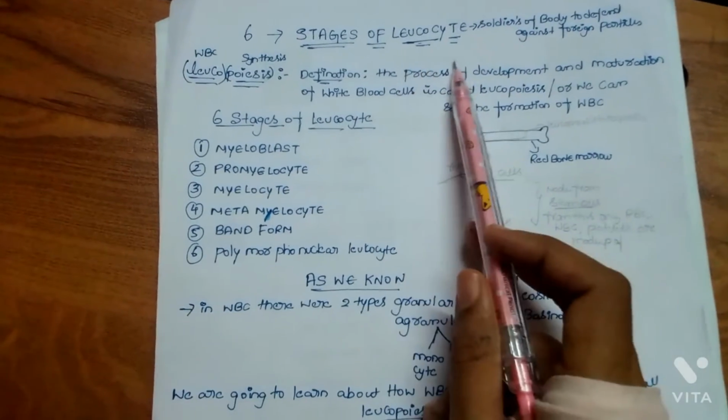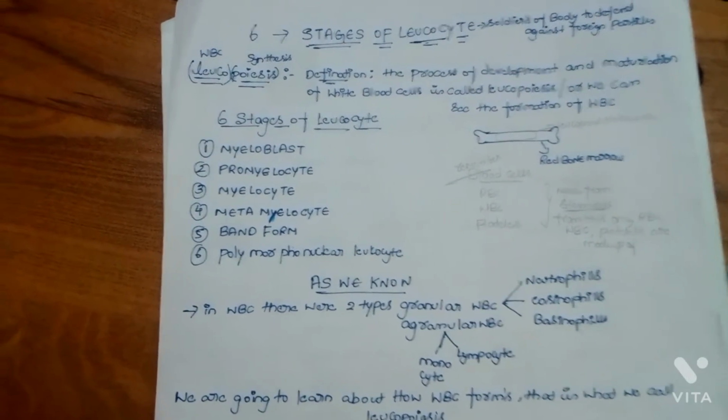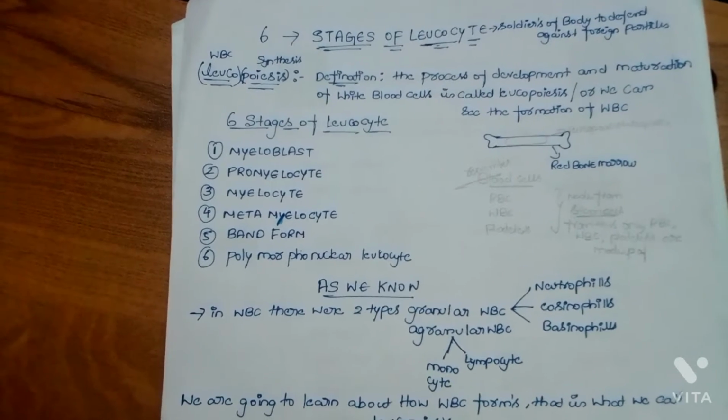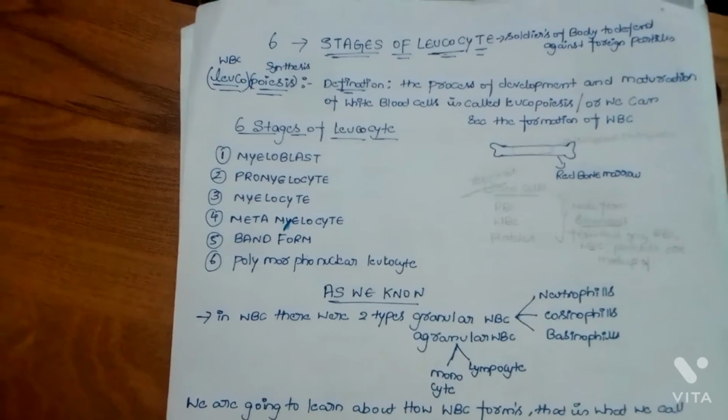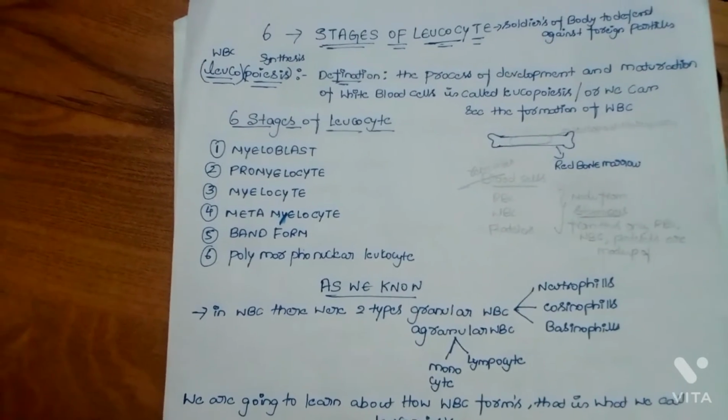So, leukocyte means what? WBCs. The leukocytes are known as the soldiers of our body. Why do we call them the soldiers of our body? Because they defend against foreign particles.